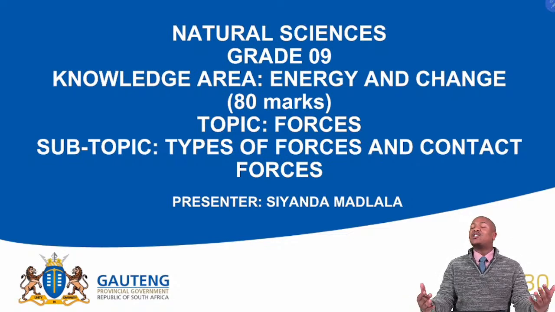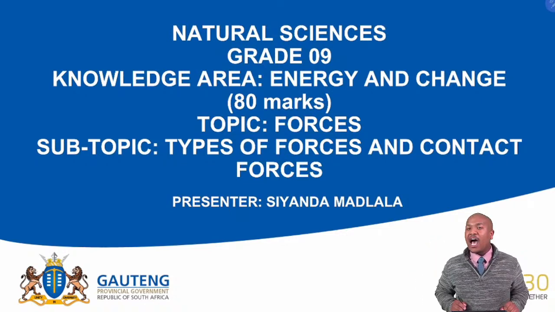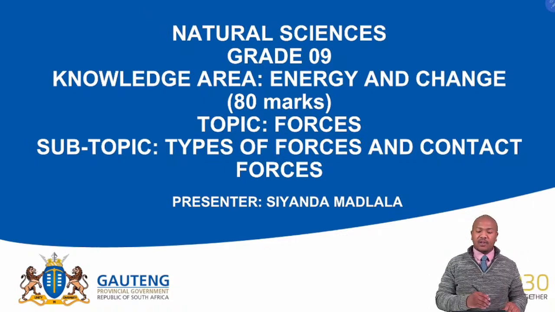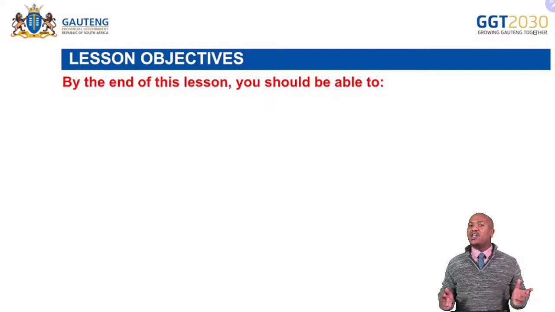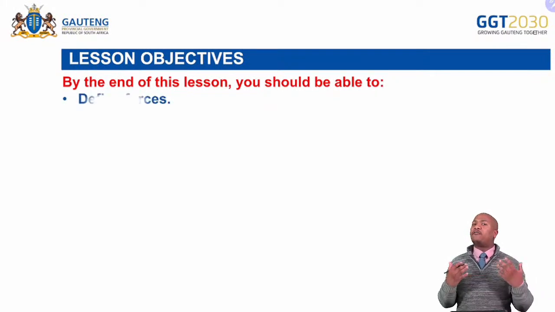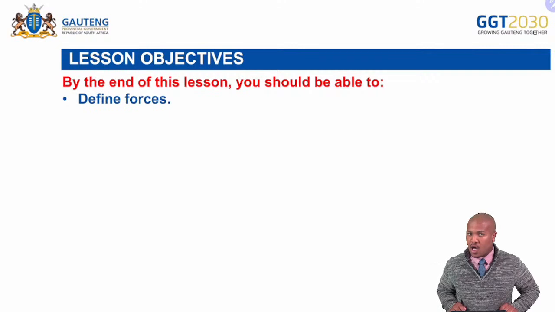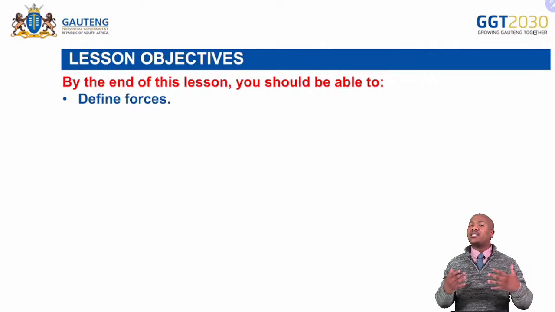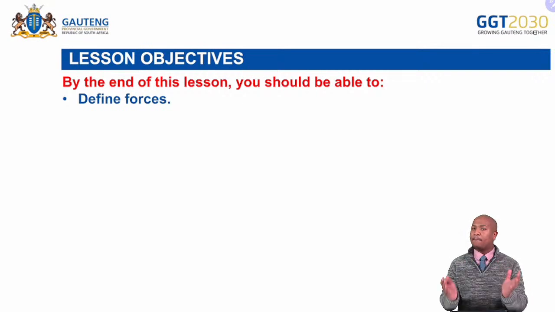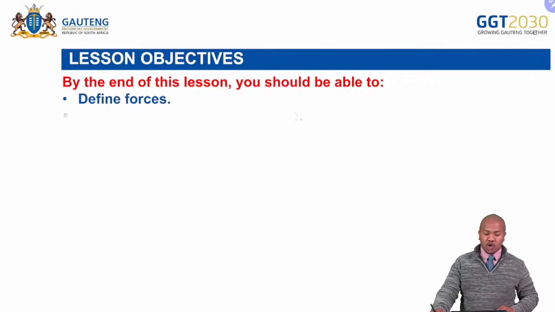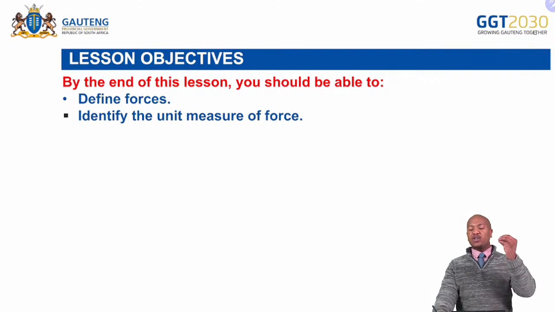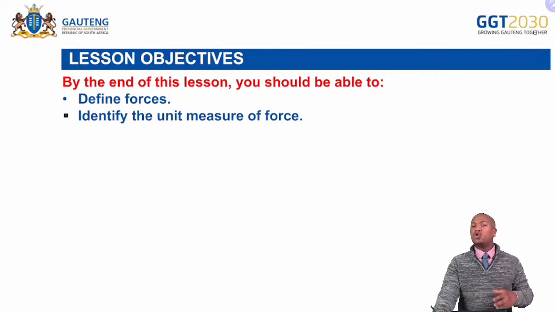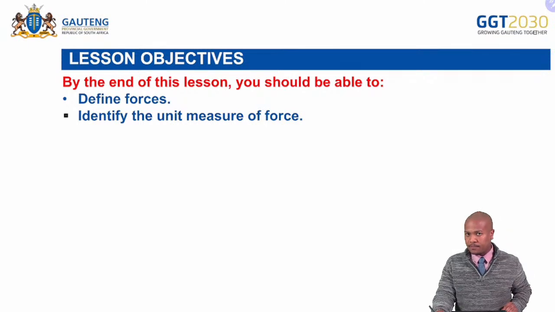Right. Remember, I said that we're going to do forces, and we're going to specifically look at types of forces and contact forces. I hope we are ready to learn. So now, let's look at the lesson objectives. By the end of this lesson, you should be able to define what a force is. So you should be in a position where you can tell us what a force is or what force means. Second, you should be able to identify the unit of measurement for force. You should be in a position where you can tell us what is the unit of measurement of force.